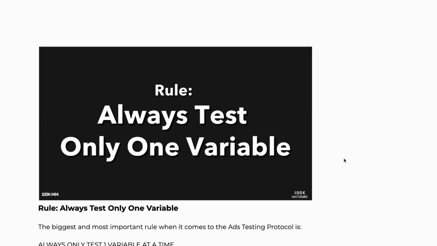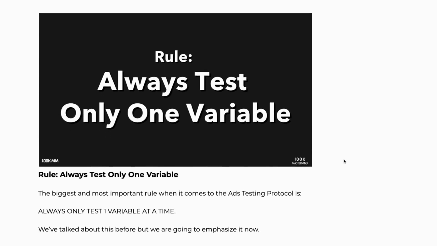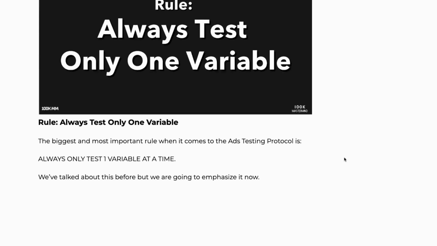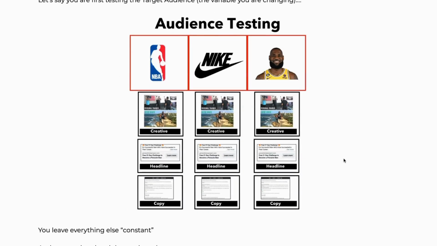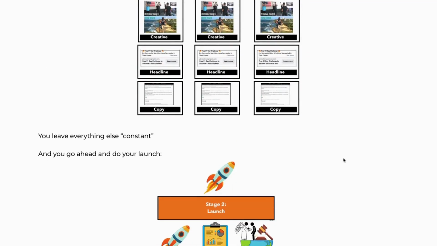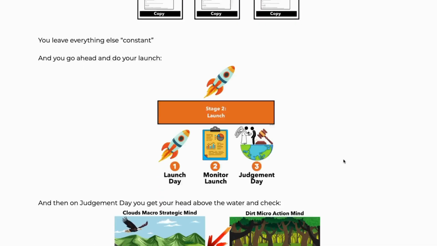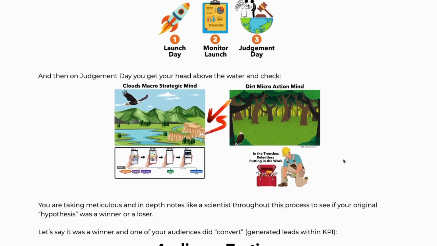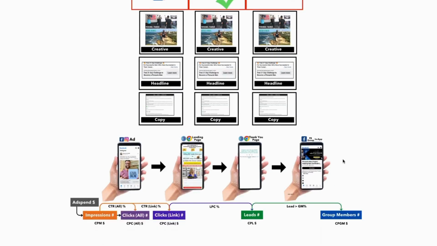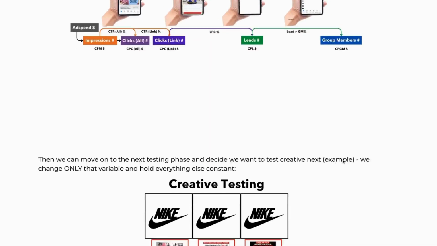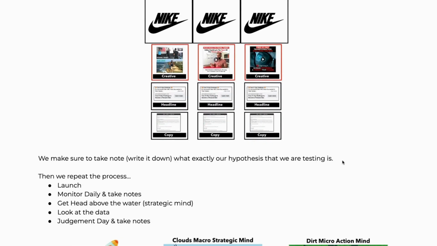Point number three, I'm going to go through this very quickly. Always only test one variable at a time. We've talked about this in the past. This is the cardinal rule of testing. Only ever test one variable at a time. So let's say, for example, you start off testing audience. Well, after you test audience, you take notes, you look at what worked, and then from there, you zoom out, you take some notes, and you say, cool, this is the audience that worked. I'm now going to look at the data, and I'm now going to test the creative.